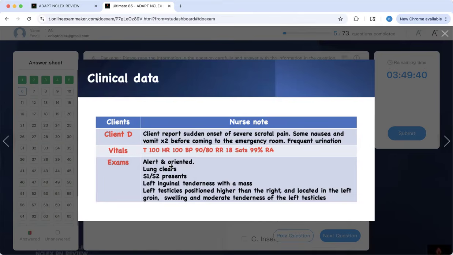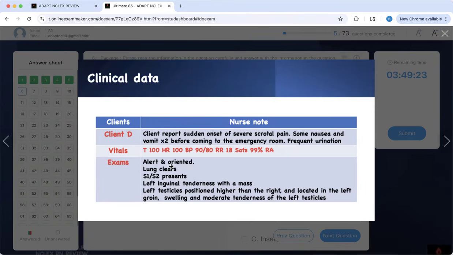I'm teaching you how to read the NCLEX case study. As you go through, you make sure everything makes sense. He has swelling and moderate tenderness of the left testicle because what? He has torsion. Those are your keys. So we have testicular torsion.